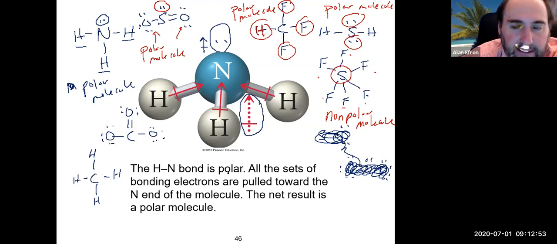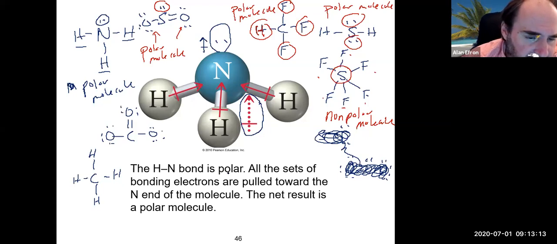So again, that's the idea of pulling on the rope equally. Even though you are pulling, you're not really going anywhere, right? So it's the same idea here. Even though there's a pull from each of the individual bonds, because they're equal and opposite of each other, it's going to be nonpolar.